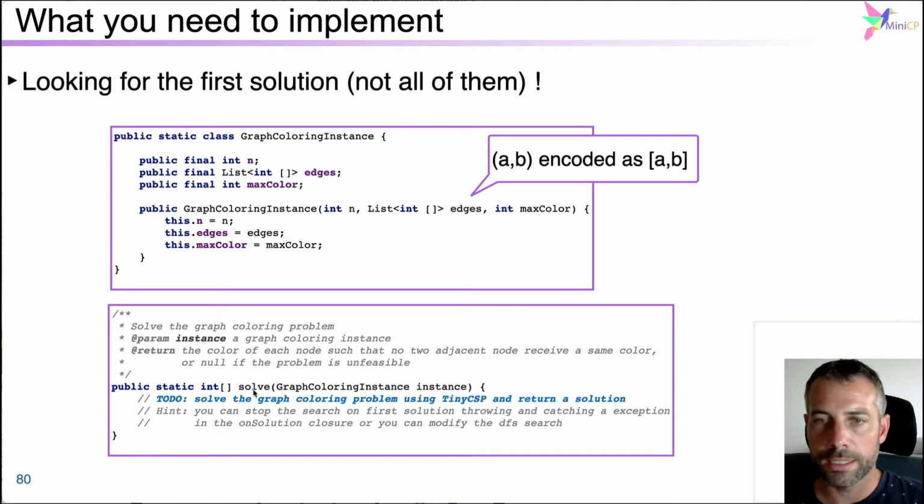Okay, and the goal here is to implement the solve method. This is where you will state your TinyCSP model. So you receive an instance, and what you return is an array of size n that will give for each entry the color that you have chosen for the corresponding node at that specific index. So if the problem is infeasible, you should return null to say that there is no solution to this problem. That's possible, for instance, if the number of colors is not enough for some difficult instances.